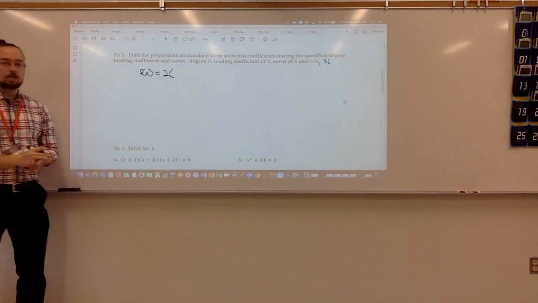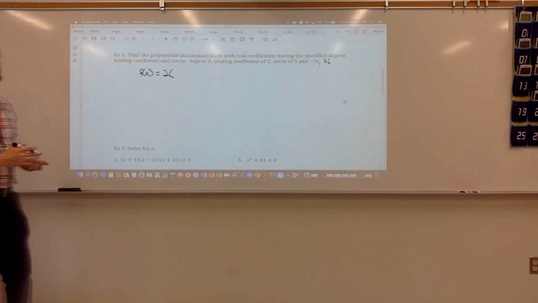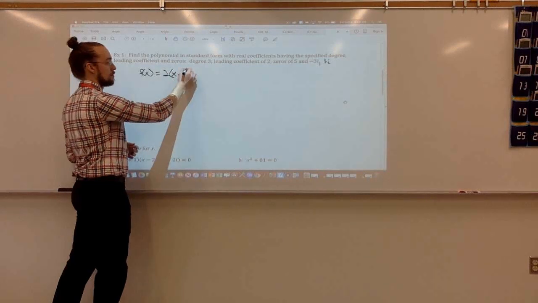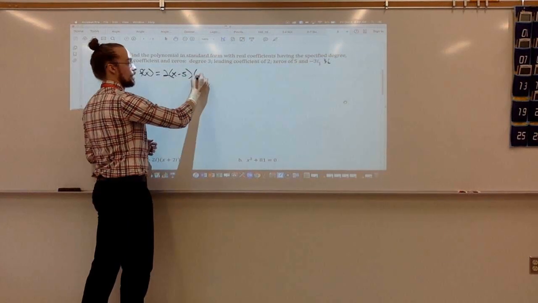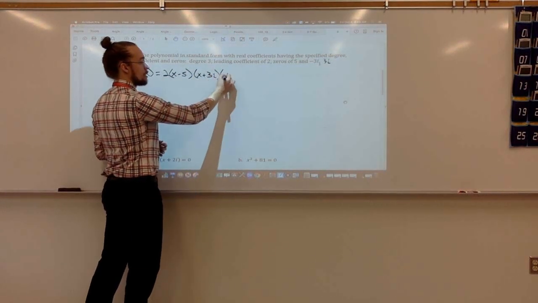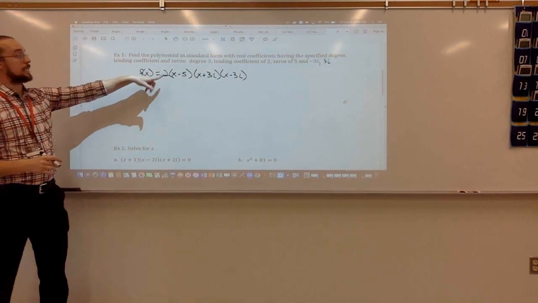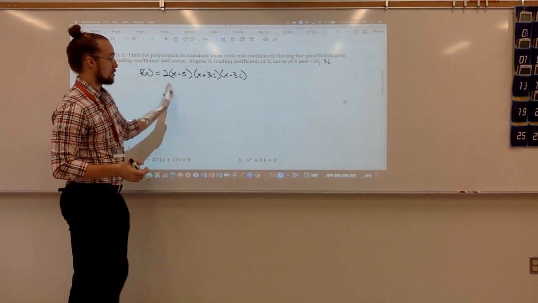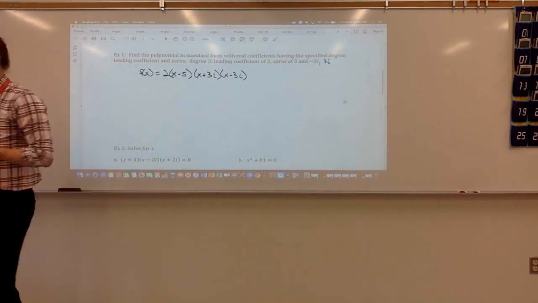And now I just want to write my zeros as factors. So how do I do that? x minus 5, x plus 3i, and x minus 3i. Now, it does say standard form, so standard form means we want to multiply everything out. If it didn't say standard form, we could just leave it like this, and this would be an acceptable answer. But since it says standard form, we need to multiply this out.